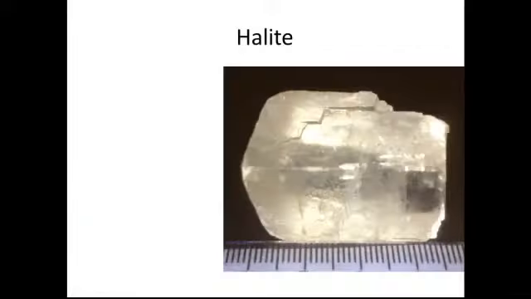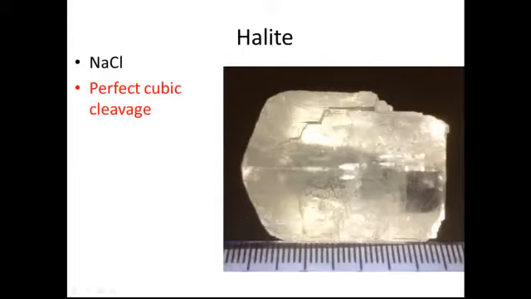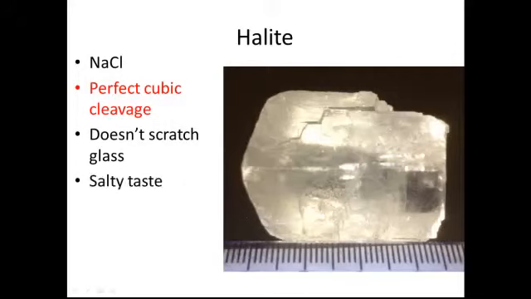Halite is NaCl, otherwise known as table salt, and is easy to identify because of its perfect cubic cleavage. 3 cleavage planes, all at right angles. It does not scratch glass, and of course it has a salty taste. But it's a really, really bad idea to use its taste to distinguish it from similar glassy minerals. After all, salt is pretty good at killing bacteria.